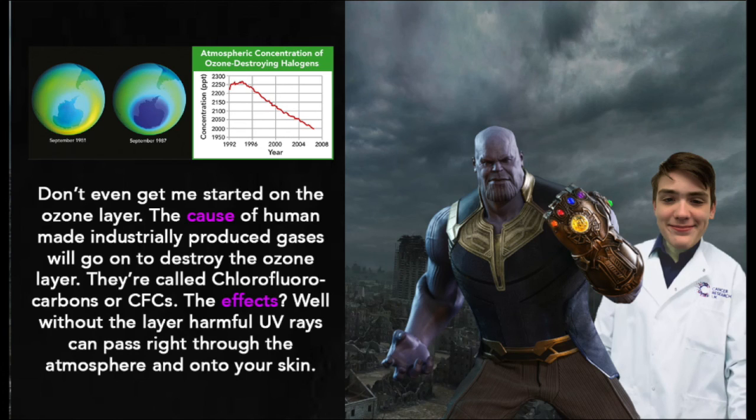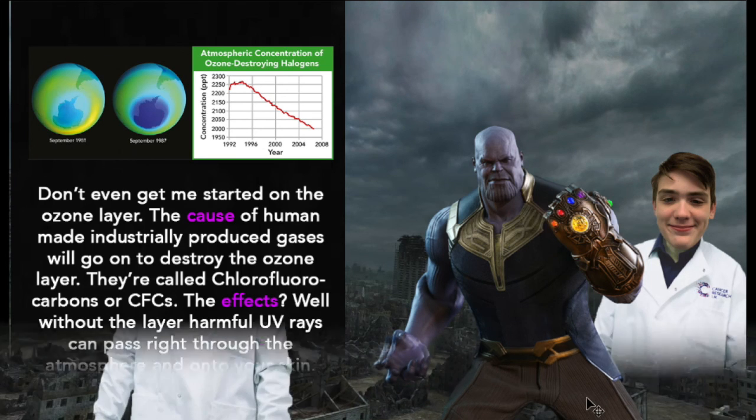The human-made industrial-produced gases will go on to destroy the ozone layer. They're called chlorofluorocarbons, or CFCs. The effects, well, without the layer, harmful UV rays can pass right through the atmosphere and onto your skin.